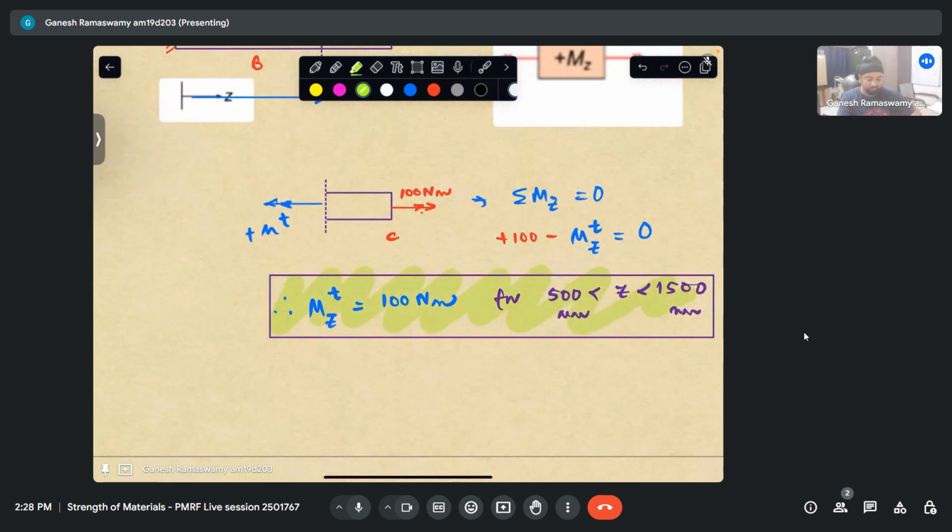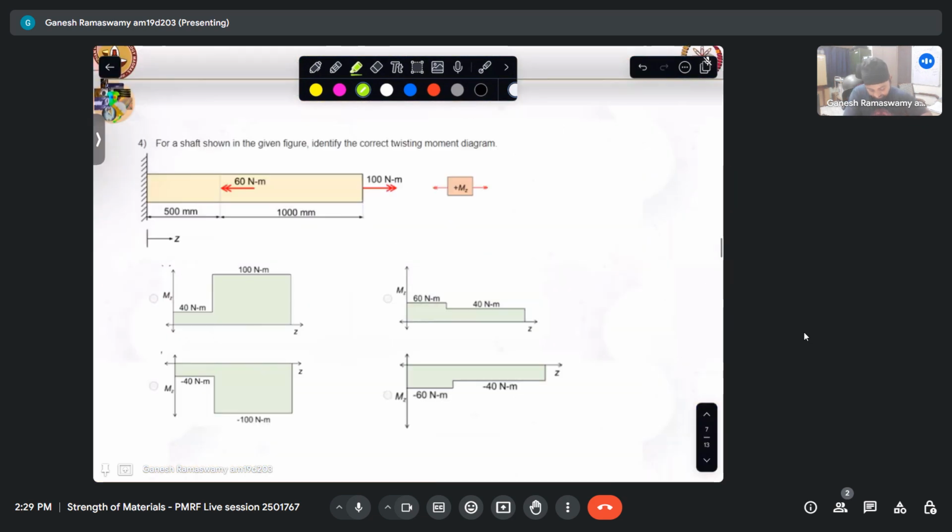So it is just a matter of plotting this. So we can see that option A, and this is the positive direction. This is negative. How do we make that out? You can see where the axis is intersecting. If it is below that, it is negative. If it is above that, it is positive. So we can see that this is the correct answer for this. Very well. So we'll move on to the next question. So this is how we draw the twisting moment diagram.